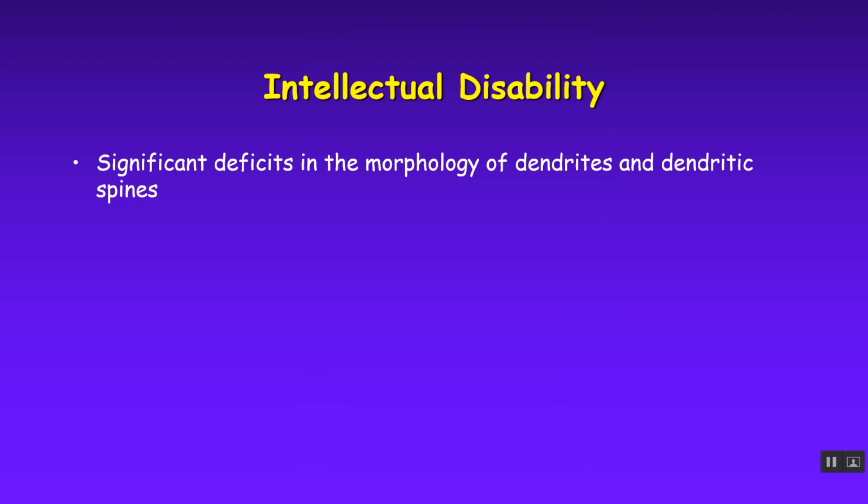Intellectual disability. With intellectual disability, you see significant deficits in the morphology, the structure, of especially the dendrites and dendritic spines. They just don't have as many, and so they don't get as much connection. And there are abnormalities that prevent good connectivity between neurons that can lead to these more profound intellectual disabilities.